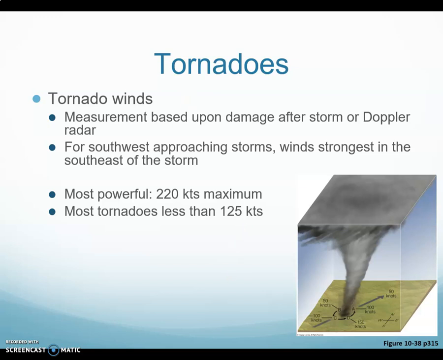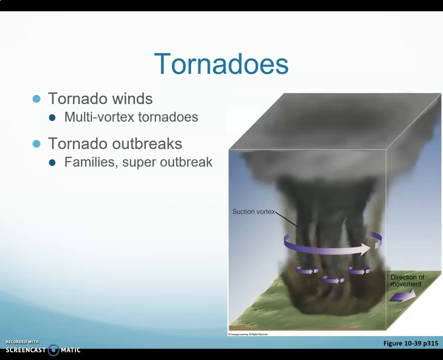Now, sometimes you can actually get multiple tornadoes forming in the same storm. And if they're close enough to each other, they will form a much larger circulation pattern. And there we call it a multi-vortex tornado. These can be very nasty. You can also have a family of tornadoes or tornado outbreak, multiple tornadoes that come from the same storm system.